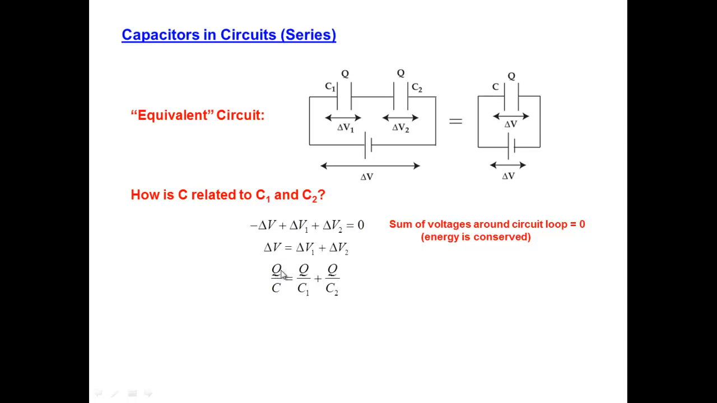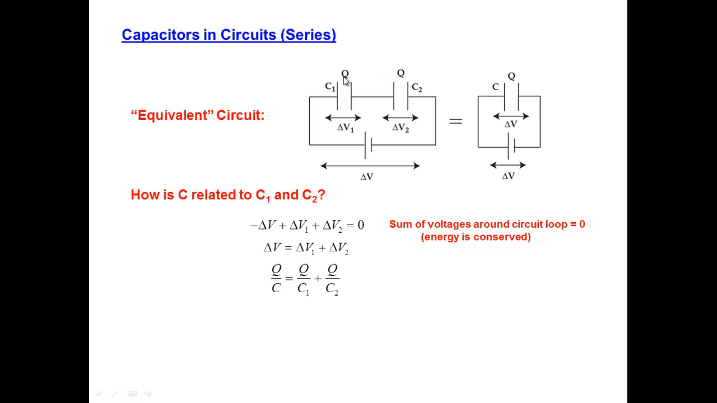So Q over C, where Q is the total charge that comes out of the power supply, and C is this equivalent capacitance value for the capacitor that's replaced the two original ones. Q over C is equal to Q over C1 plus Q over C2. And how do we know that this Q on each of the two capacitors is the same as it would be on this equivalent capacitance? We know that because in both cases, the amount of charge that leaves the power supply has to be the same. The equivalent circuit has to have the same effect as the original circuit. And so the charge Q that left the battery here has to also leave the battery in this case.